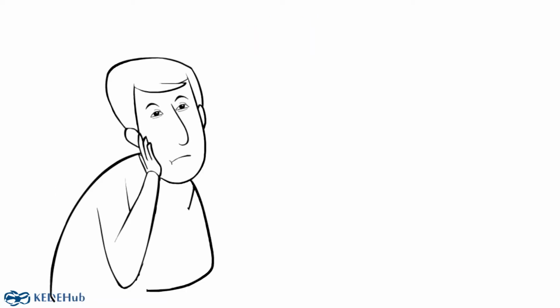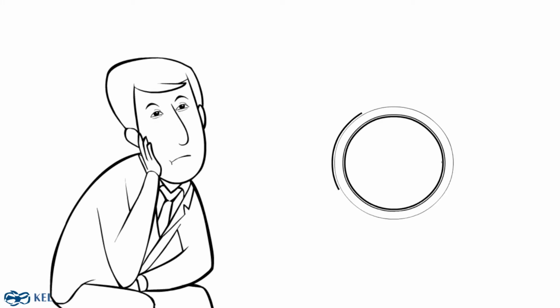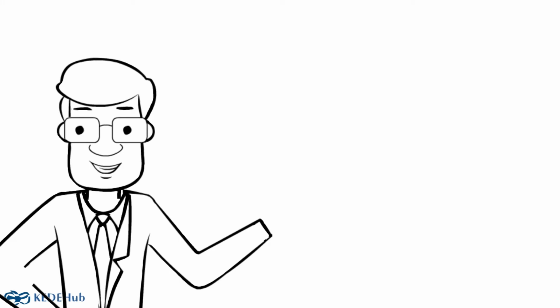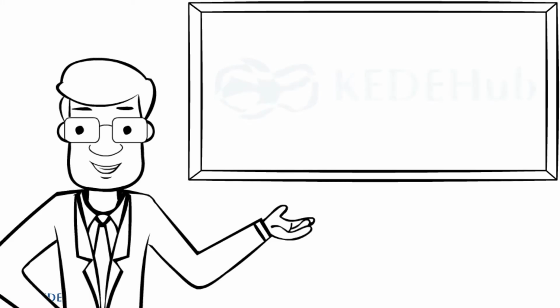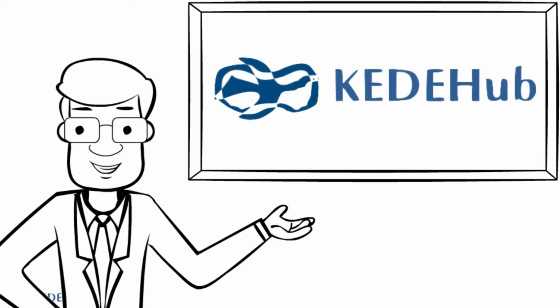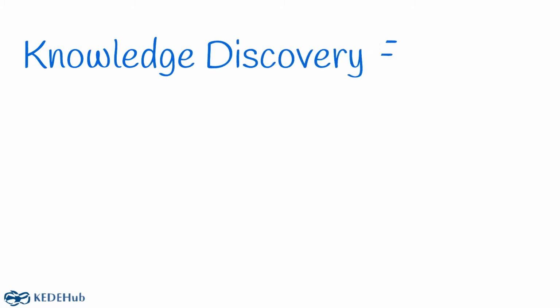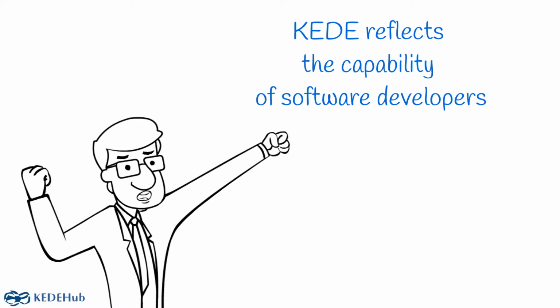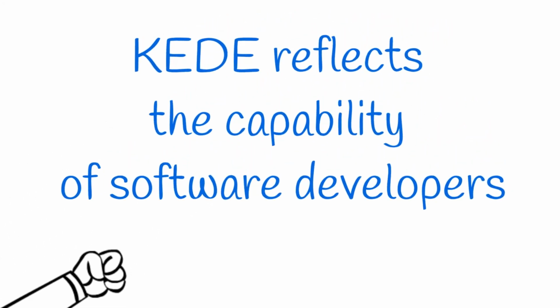What is the problem with quantifying the capability of a software development organization? In one word, measurement. We have the solution for you. KEDEHub is a software development capability management system. We measure the capability of software development organizations using the scientifically backed and patented metric Knowledge Discovery Efficiency, or KEDE. KEDE reflects the capability of software developers to efficiently discover and apply knowledge.